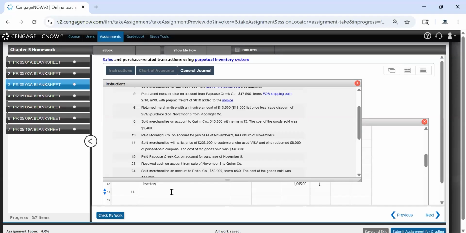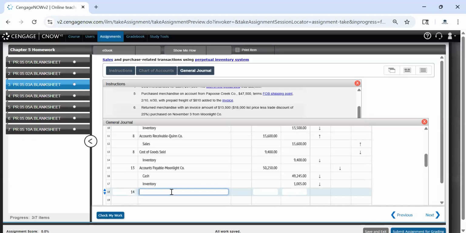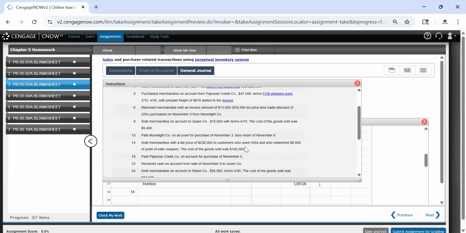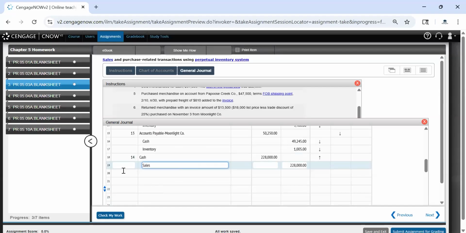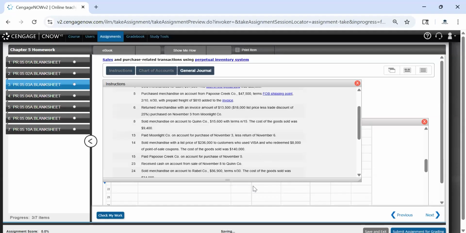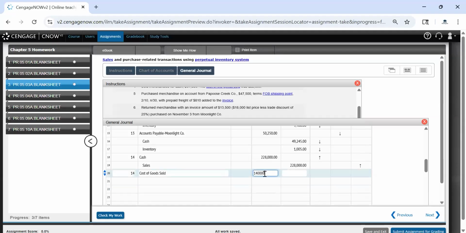Therefore, we're going to reduce our sales in the moment. So this amount recorded for the sale is going to be the 236 minus the 8,000, which comes out to $228,000. With a debit to cash and a credit to sales. We then need to debit our cost of goods sold for the $140,000 and reduce our inventory by the same amount.